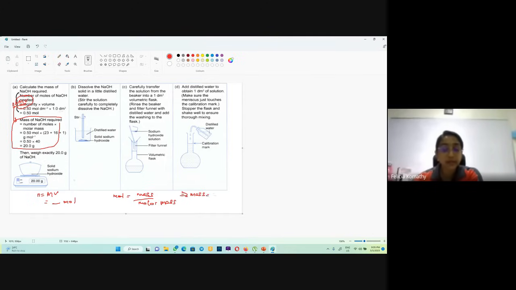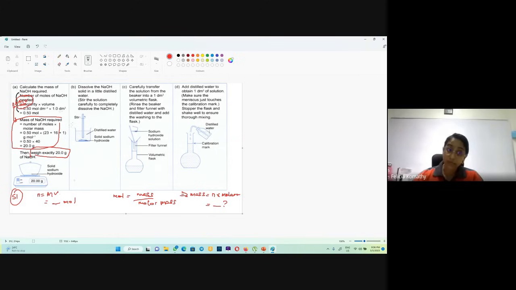So mass is calculated from number of moles times the molar mass of the substance. From there, you know already how much mass is required. Then you weigh exactly the mass. Can you get it? So this is your step 1. Use the molarity and volume, calculate the number of moles. Once you know the number of moles, find the mass: number of moles times the molar mass of the solute. Molar mass, usually they might give you, or you have to calculate by yourself.